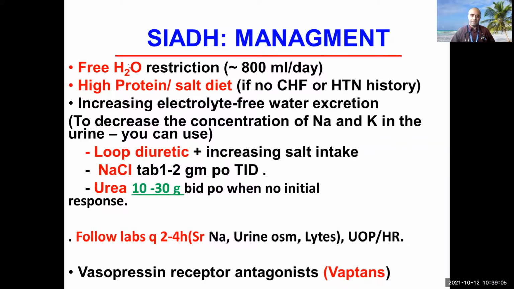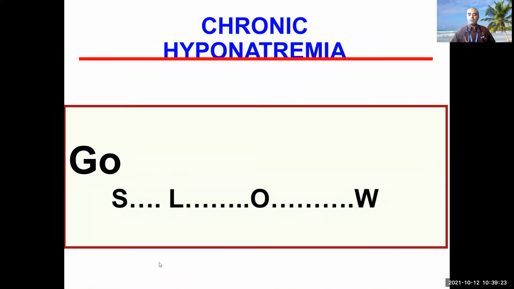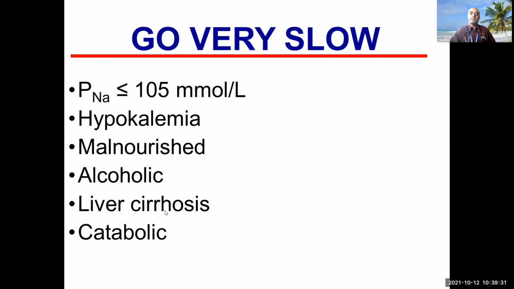Don't forget this 3 with this 2. And don't forget to follow up your labs every 2 to 4 hours: serum sodium, urine osmolality, urine lytes, and urine output hourly. Also tolvaptan is the last choice for you. And my take-home message today: chronic hyponatremia with no severe symptoms, go slow, and go very slow if severe hyponatremia less than 105, hypokalemia, malnourished, alcoholic, liver cirrhosis patient, catabolic patient, and cachexia.